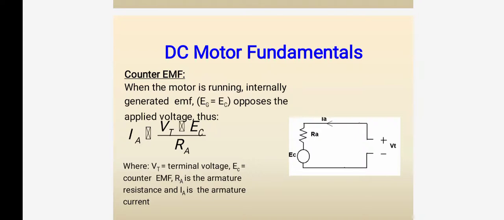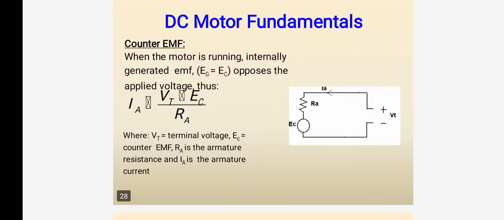There is a counter EMF when the motor is running. Initially the generated EMF Eg equals Ec, opposing the applied voltage. Thus Ia = (Vt − Ec)/Ra, where Vt is the terminal voltage, Ec is the counter EMF, Ra is the armature resistance, and Ia is the armature current. You can see the equivalent circuit, with the counter EMF along with the armature voltage and armature current. Vt is the terminal voltage.